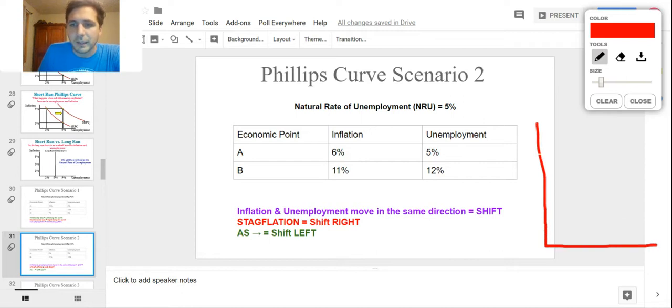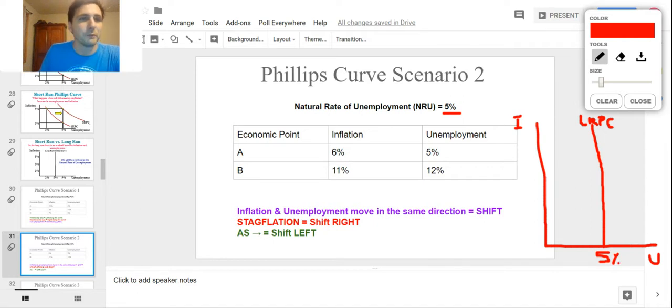So again, I draw my X and Y axis. I have inflation, I have unemployment, and I always start with my long run Phillips curve, LRPC. And my natural rate of unemployment is going to be 5%. So I know that that is where I am in the long run.